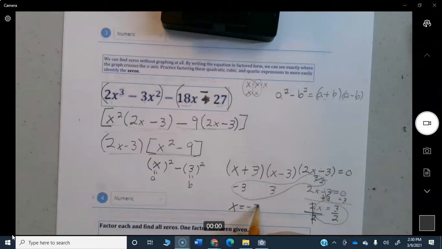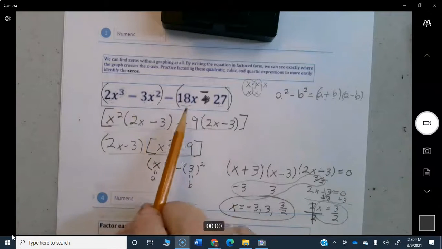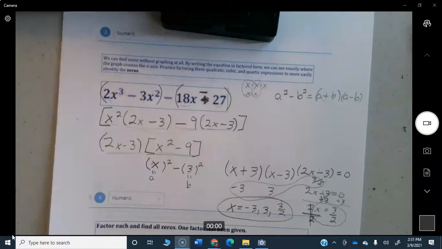X equals negative 3. Doesn't matter what order you put them in. Positive 3 and positive 3 over 2. That's your final answer for this. Those are the ones. So if you plug any of these 3 numbers, negative 3, positive 3, or 3 halves, into this big messy equation, it would make it go to 0. It would end up being 0. Okay? All right, let's keep going.